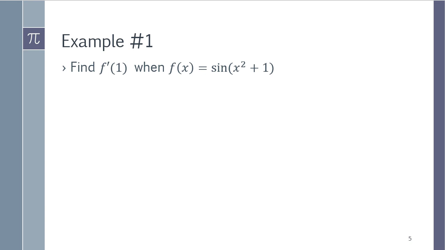If I want to find f prime of 1 when my function f is equal to sine of x squared plus 1, the first thing I need is f prime of x. Remember, find f prime of x, then plug the x value in. Sine is my outside. So, oops, keep my colors consistent. Sine is the outside, so I'm going to do the derivative of sine, which is cosine. The inside does not change. But then multiply by the derivative of the inside, and the derivative of x squared plus 1 is 2x.